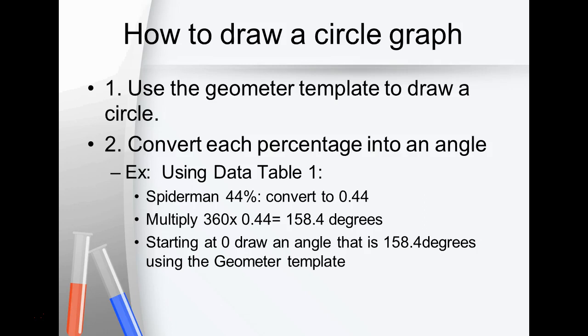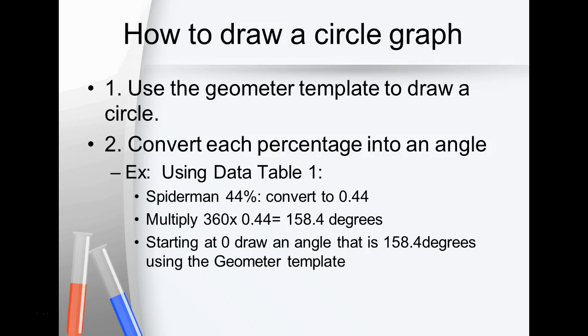Next, I want you to go to the paper that has types of graphs. In the paper that has types of graphs, the instructions read: Directions, cut out the following data tables and paste into your Science Interactive notebook. Determine which graph would be most appropriate for the data listed in the tables. Draw a graph next to each data table, making sure each graph has the title and correctly labeled axes. Neatness counts. You're going to use the geometer template to draw your circle.